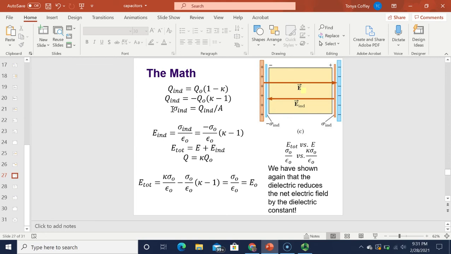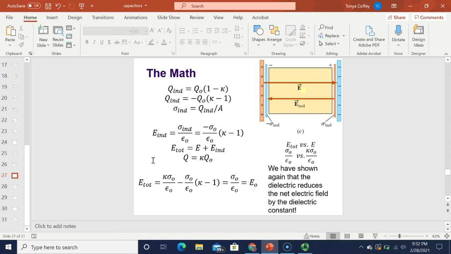Now remember that your surface charge density is your charge divided by the area. So here sigma induced is equal to Q induced over A. All right, now remember that the electric field in between two surface charge densities equal but opposite in sign, E induced, is equal to sigma induced over epsilon naught. So that means that we have minus sigma naught over epsilon naught times kappa minus 1 being our induced electric field from the dielectric.